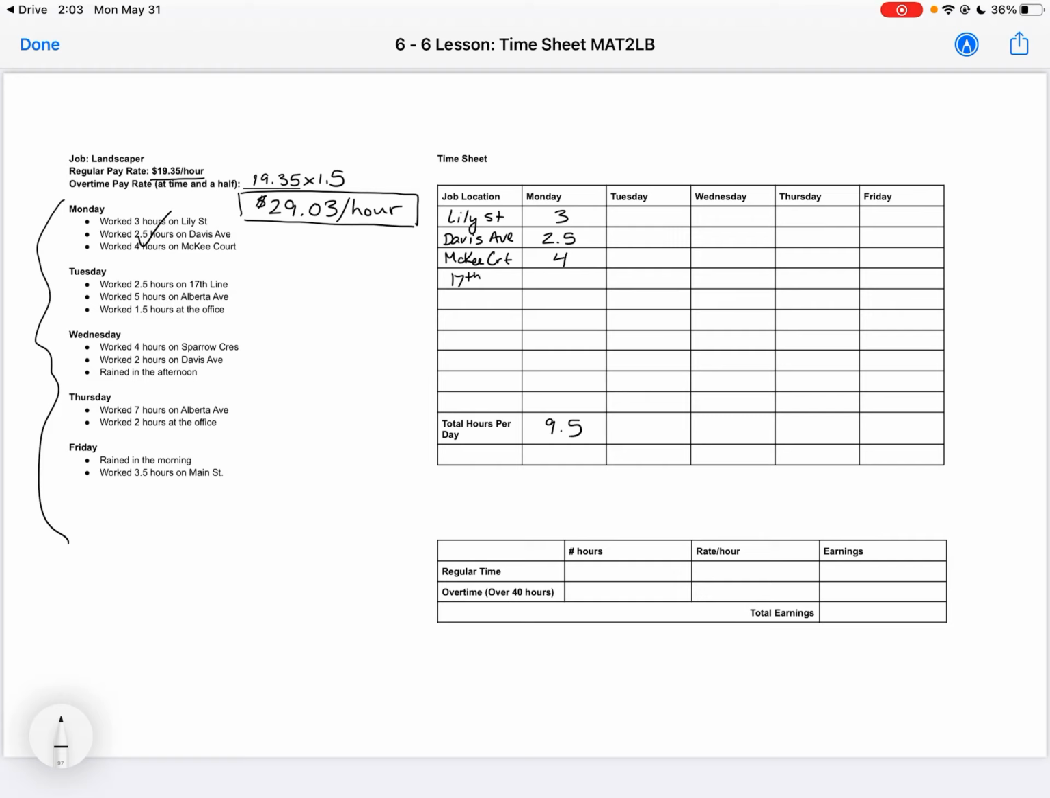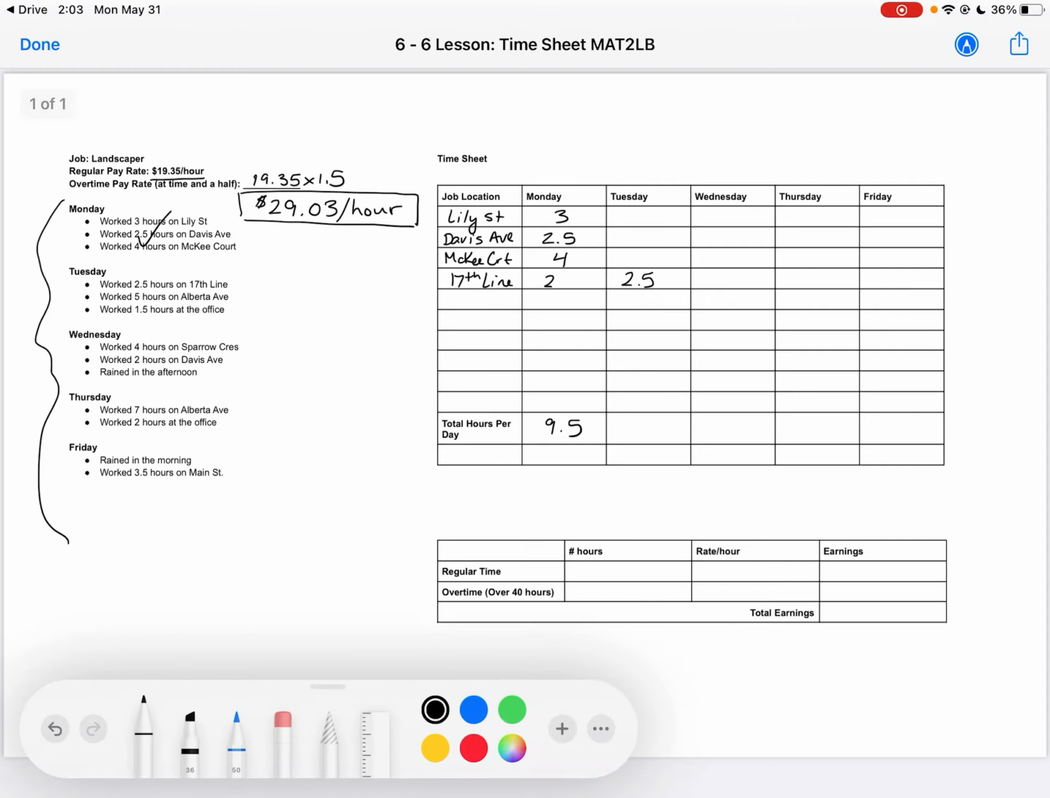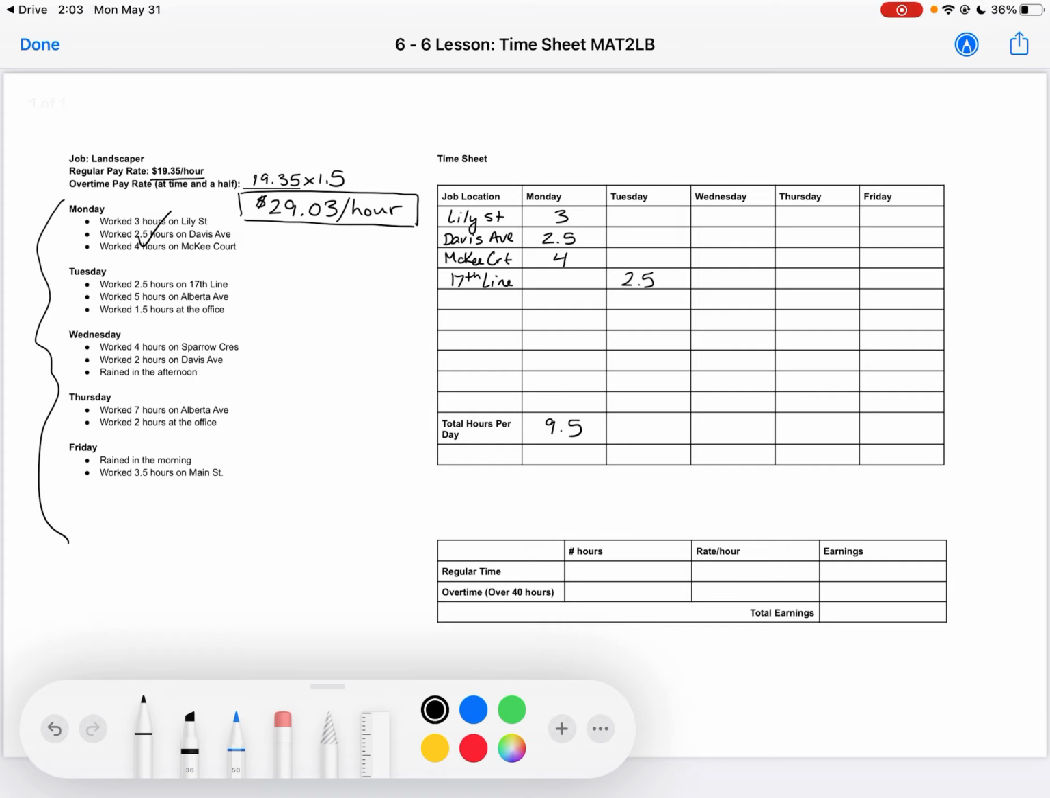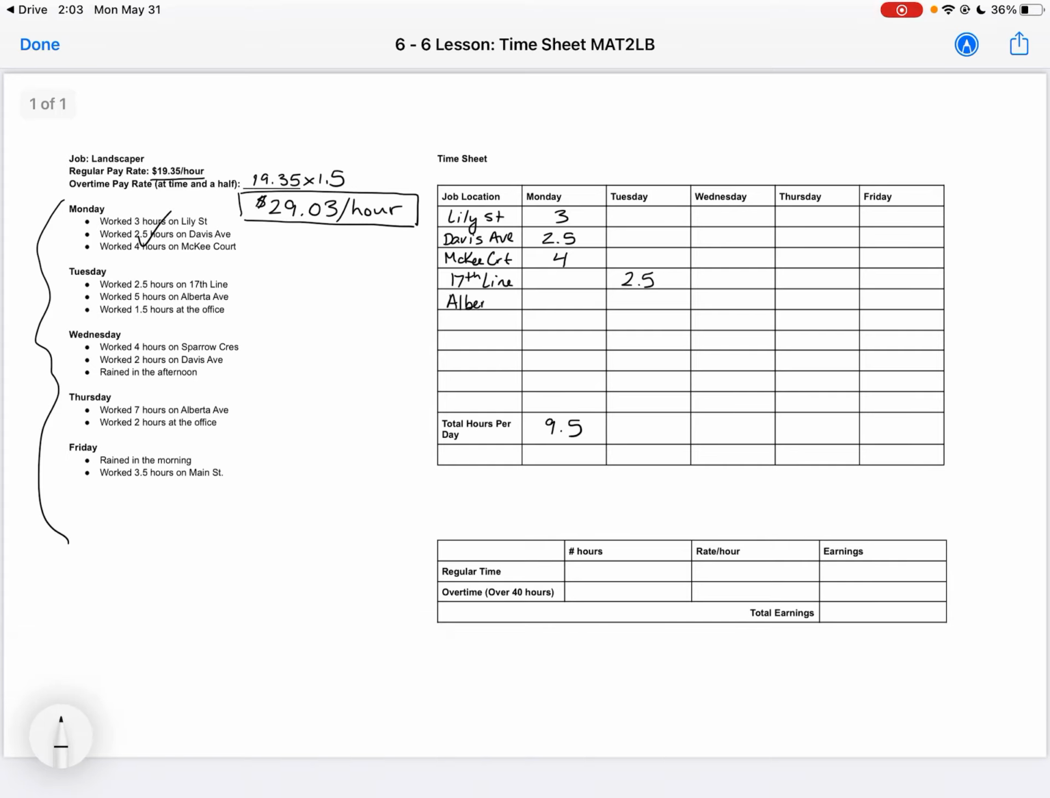So I started on 17th Line and I worked on Tuesday 2.5 hours. After I finished there, I worked on Alberta Avenue and I worked for 5 hours there. Finally, I worked at the landscaping office doing some paperwork for 1.5 hours. Adding those together, I get 7, 8, I get 9 hours on Tuesday.